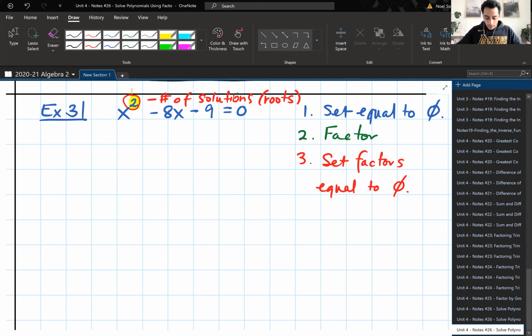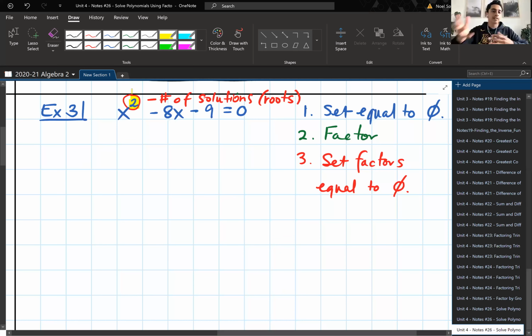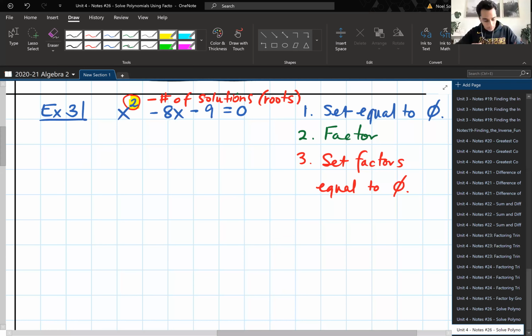All right, so it says step 1 is to set equal to 0. This one is already set equal to 0. The reason I write that is because in other examples, sometimes it's not set equal to 0. So we want to make sure that we've done that first. It's just kind of like a confirm. Is it equal to 0? Yes, it is. Okay, now we can go into the factoring process.